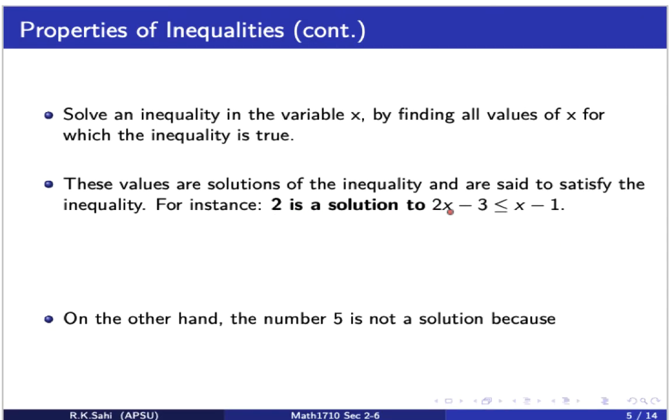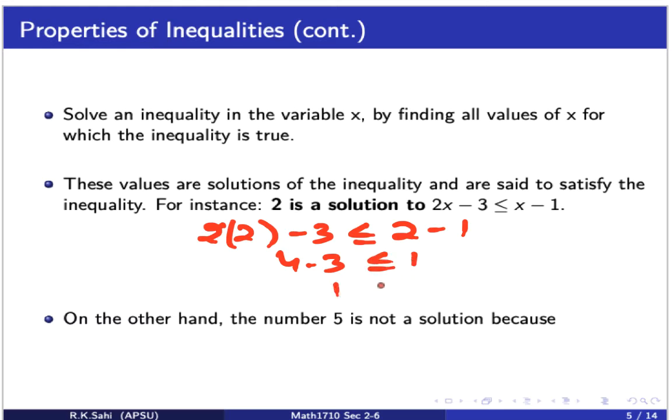So let's plug it in over here. It's 2 times 2 minus 3 less than or equal to 2 minus 1. So what you get is 4 minus 3 less than or equal to 1. 1 is less than or equal to 1. Yes, this is totally right. So 2 is a solution.